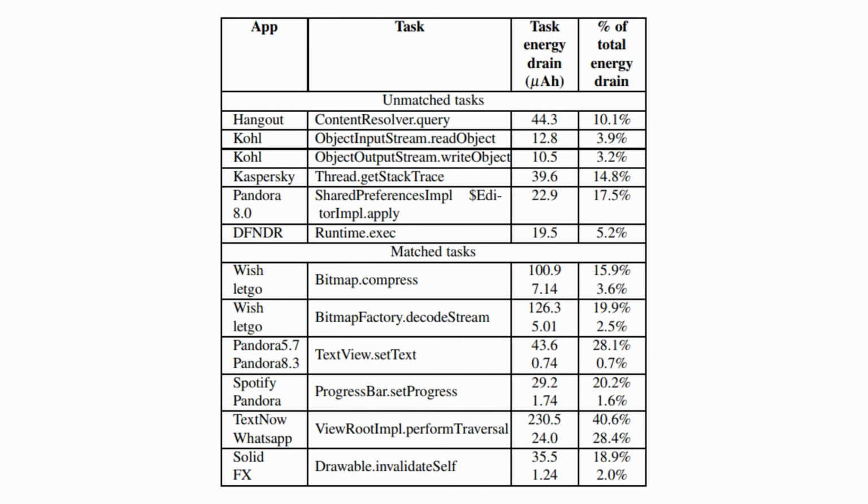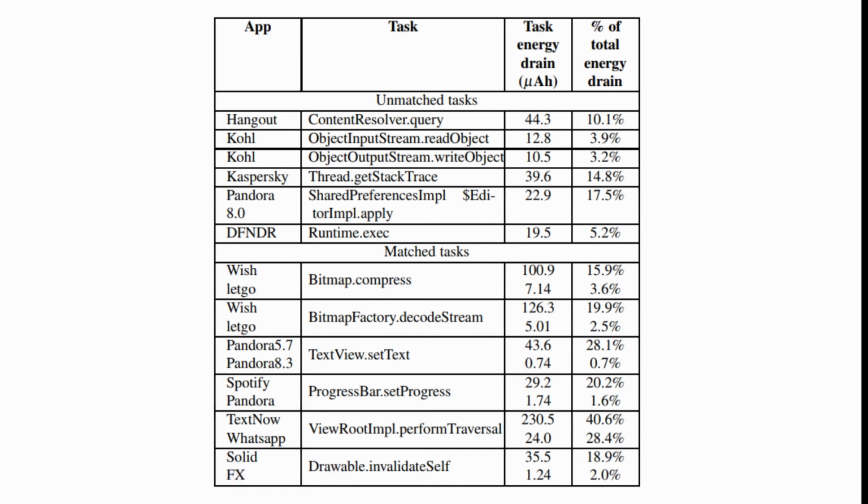In this table, various buggy and inefficient tasks are shown. From a number of different apps, there are primary tasks that have a huge energy drain, and some of them take up a very large percentage of the total energy drain, like the 17.5% from Pandora, or this 40% of the energy drain for a ViewRootImpl.performTraversal in WhatsApp and TextNow. So this shows that there are some primary calls that are extremely buggy and should probably be avoided for many of these apps.